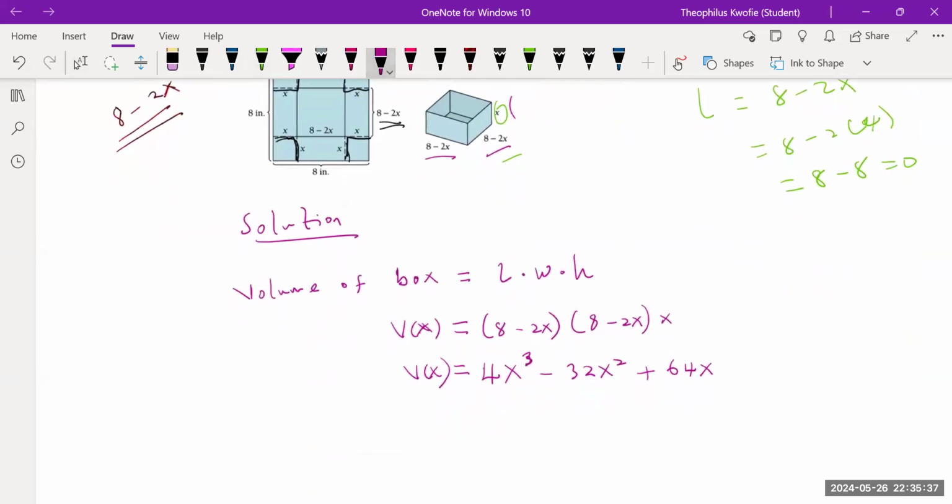All right, so let's see what we can do. It just means that we need to maximize the volume within the interval 0 and 4. Okay, so let me write something here.